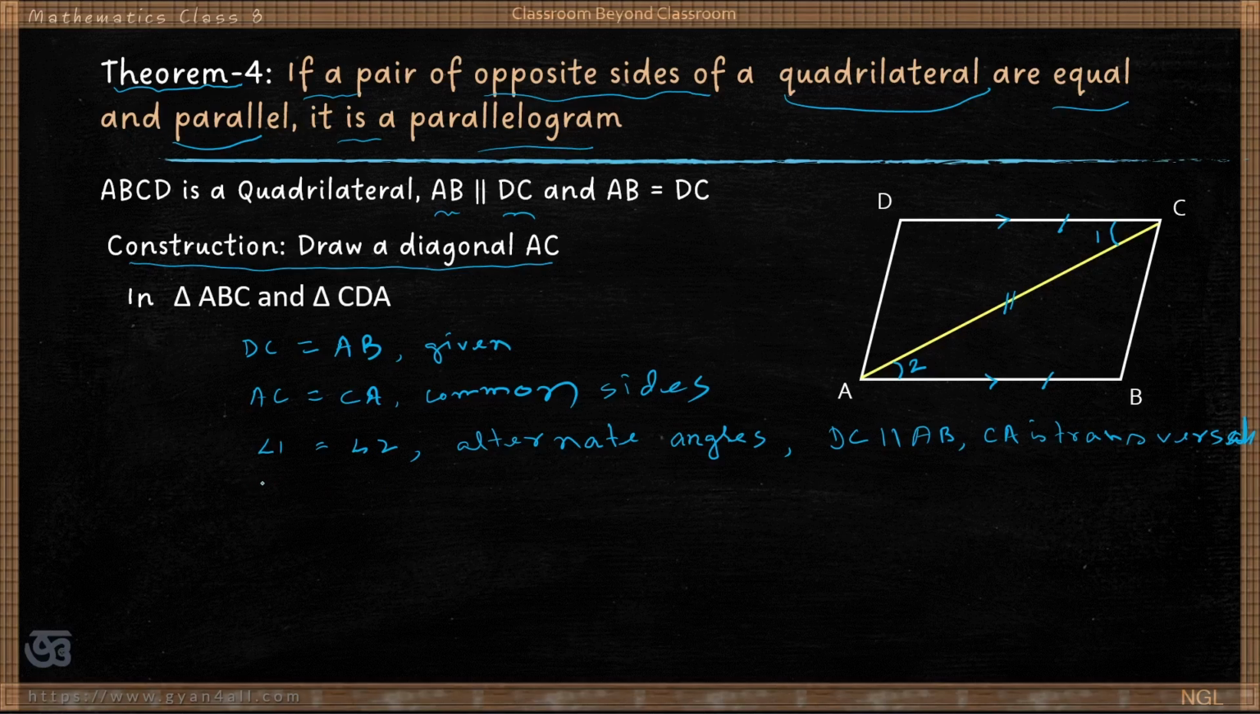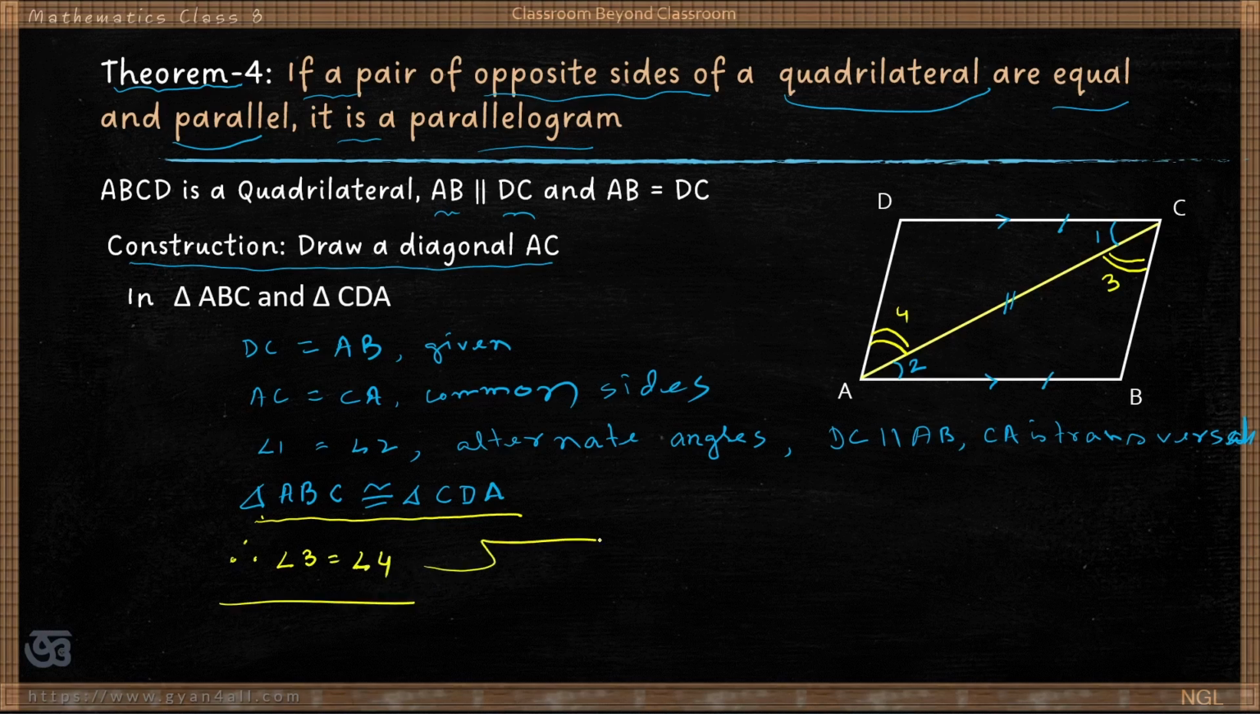So what we get is that triangle ABC is congruent to triangle CDA, right? If these two triangles are congruent, then each and every part is equal, and definitely this angle will be equal to this angle. Suppose this is angle 3 and this is angle 4. So what we get, therefore, angle 3 is equal to angle 4.